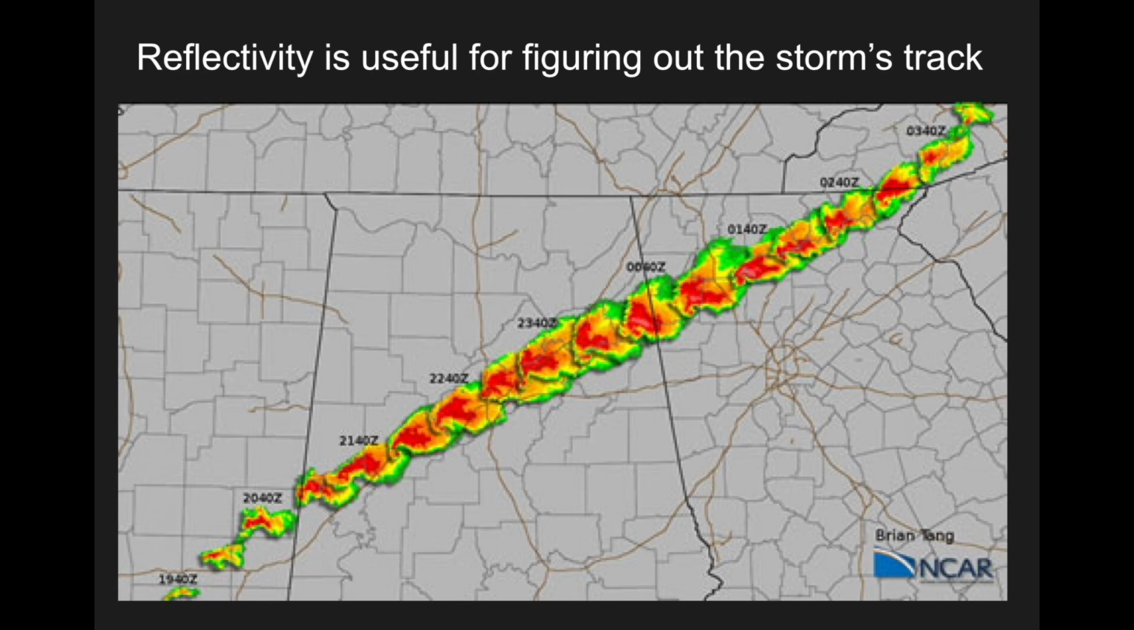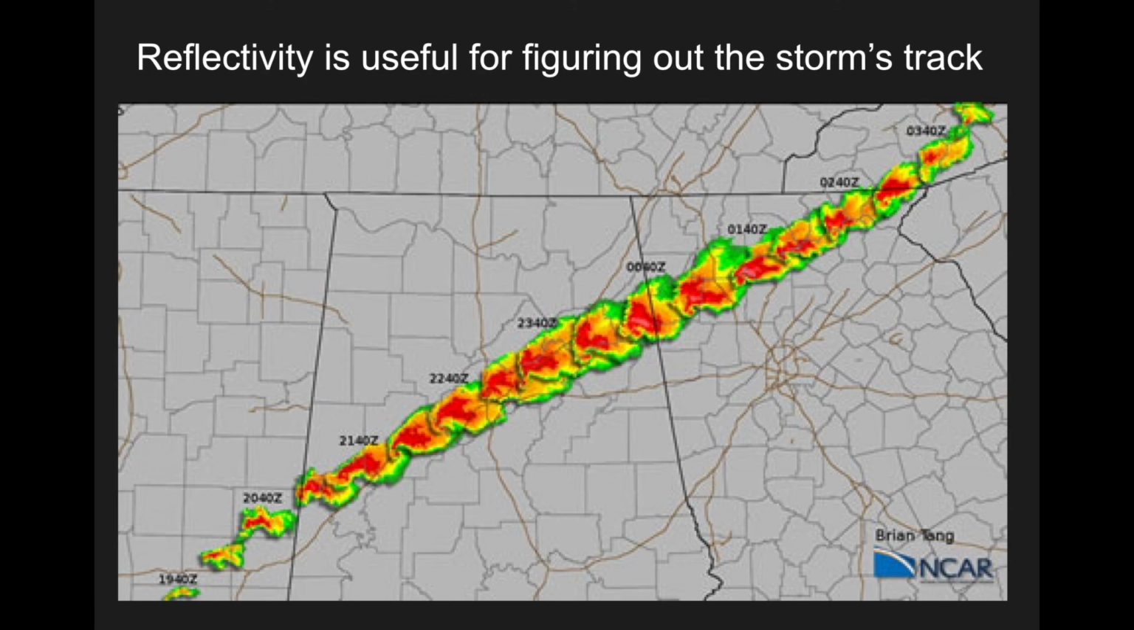All right, a final concept. We use reflectivity over time to show where a thunderstorm's been and where it's going. You can see the track here of a very long track supercell that produced some very strong F5 tornadoes in 2011. Who cares? That's not the point of this right now.